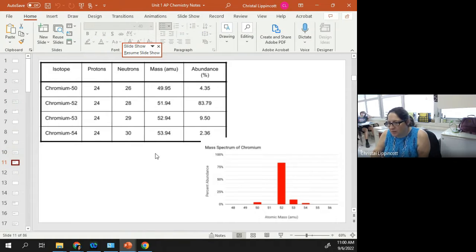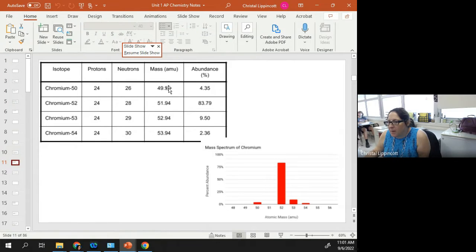So here is a mass spectrum for chromium. We have chromium 50. Notice that all chromium has the same number of protons. That's what determines that it's chromium. The neutrons then are going to vary. Chromium 50 is going to have 26, chromium 52 has 28, and so forth and so on.